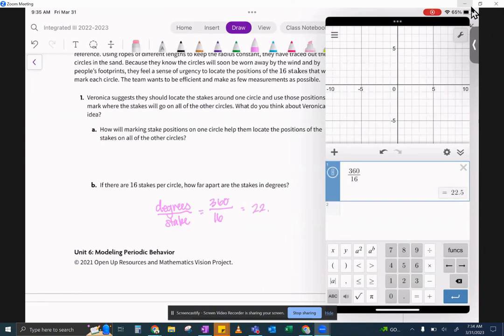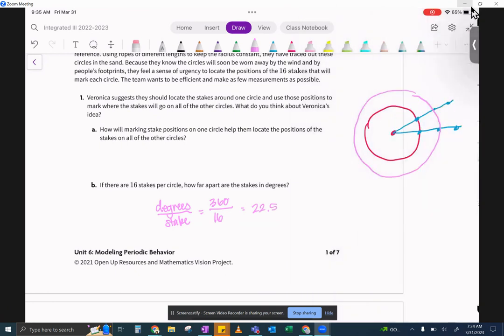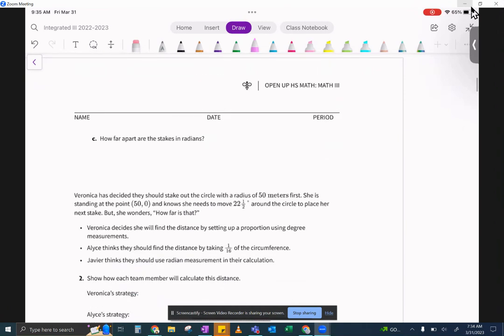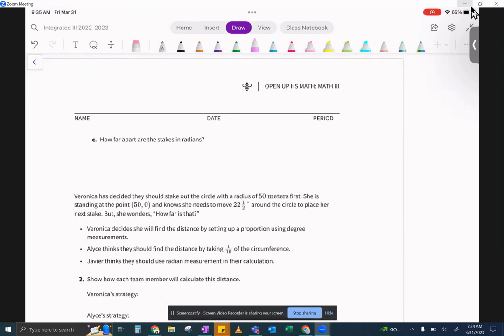So we get 22.5 what? This is degrees per stake. Does that make sense? So from here to here, you've traveled 22.5 degrees. Does that make sense? All right, moving on. So how far apart are the stakes in radians? Okay, how far apart are the stakes in radians?